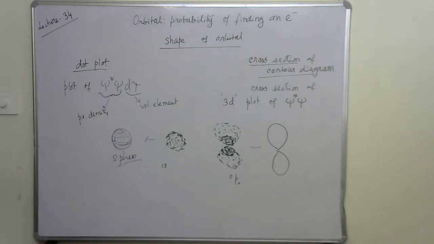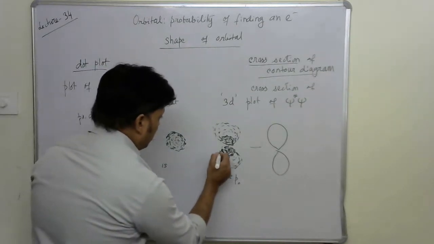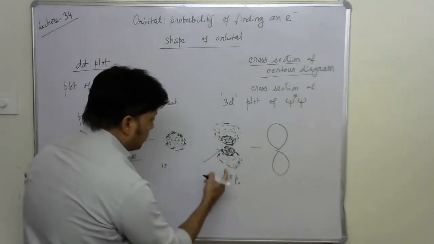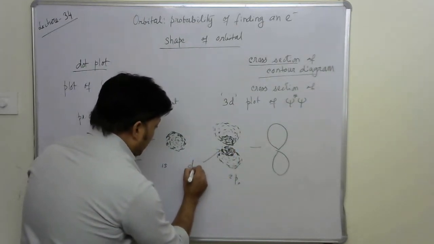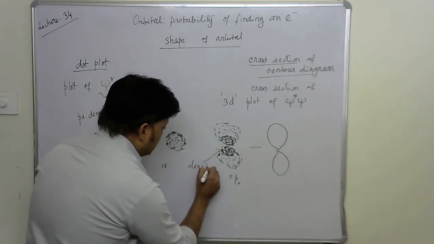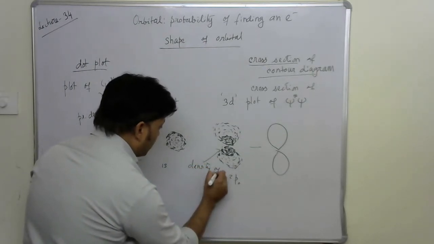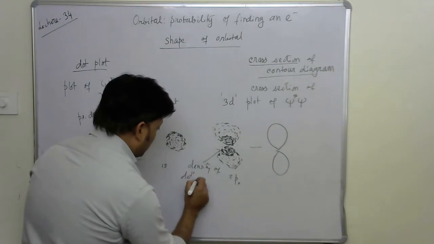And not only that, the density of dots represents the probability. So here you see we have more density here, less density here. So the density of dots represents the probability.